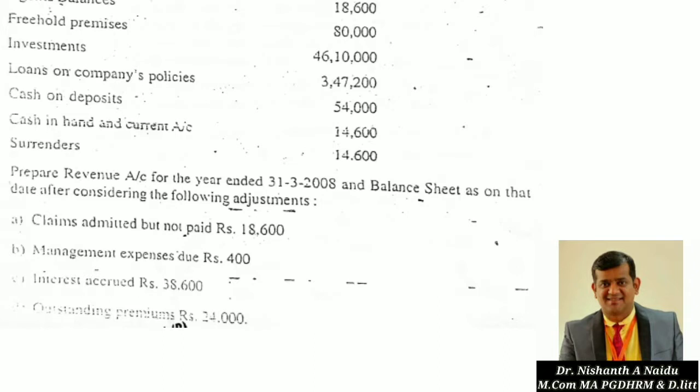Good. Then we have cash on deposits. So cash on deposits always comes under other assets. So that is schedule number 12. So mark it as schedule number 12.